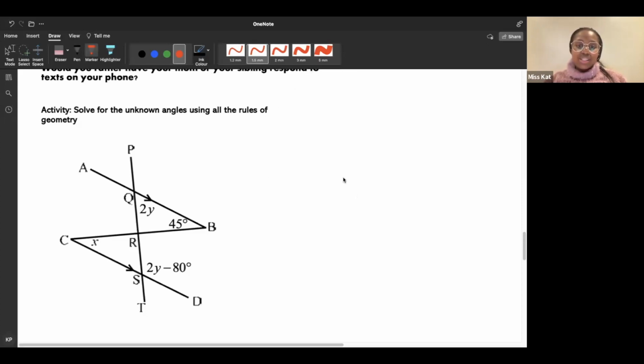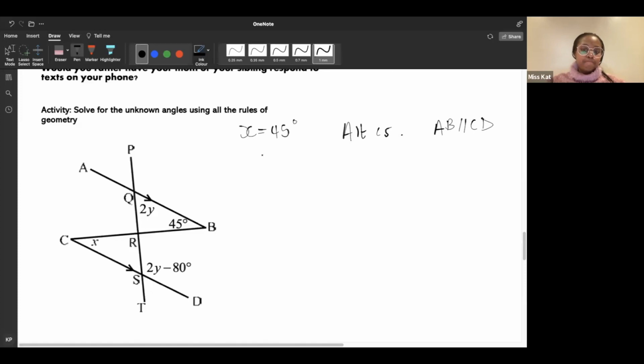Let's hear what Sihle has to say. Yes, Sihle. So, ma'am, we'll firstly say x is equal to 45 degrees. My reason will be alternating angles, AB is parallel to CD. Okay, alternating angles. And then it will be 2y is equal to 2y minus 80.